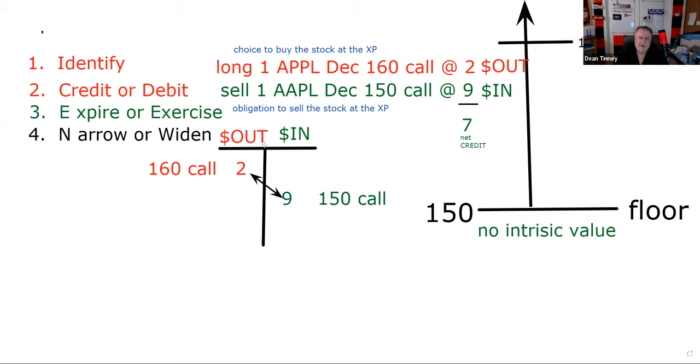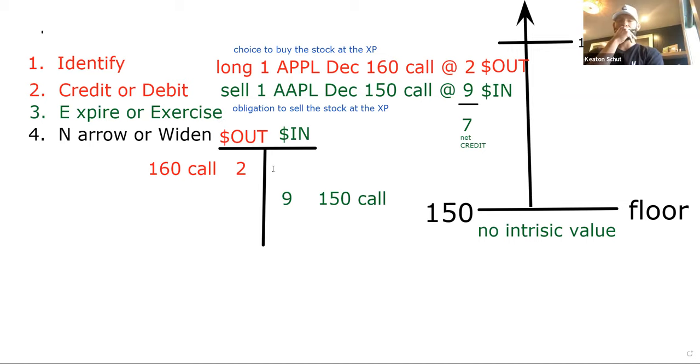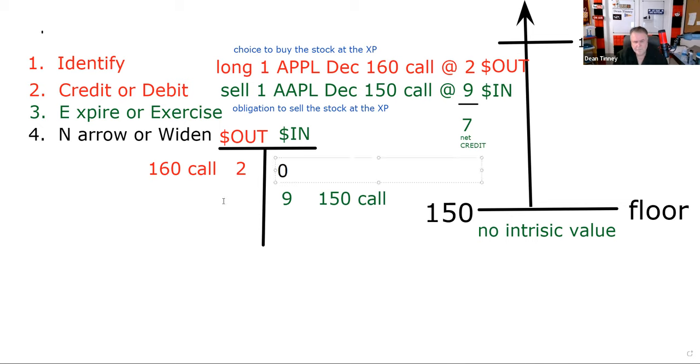By the way, that's the hardest concept to get. Don't need to get it because credit, expire, narrow goes together all the time. Now, the most it can narrow to is when the contracts expire, right? So I'm just showing you again this concept of widen and narrow where I say, okay, well, when we did the spread, the difference was 7. And I say it narrowed from 7 to 0. And that's the most it could narrow to. Hardest part to get, don't need to get it because credit, expire, narrow goes together all the time.